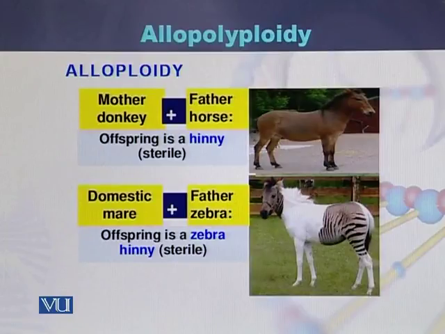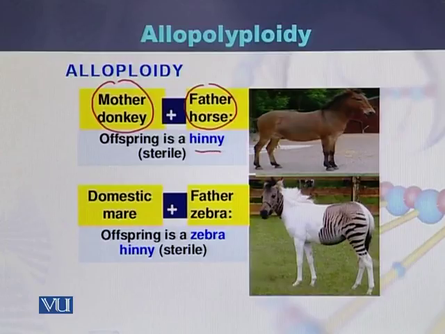In the case of the hinny, that is a cross where the mother is a donkey while the father is a horse. When there is a cross between a donkey mother and a horse father, a hinny is produced, which is also called a mule. The mule is a product of allopolyploidy where the chromosomes from the donkey and the chromosomes of the horse come together in the same cell.